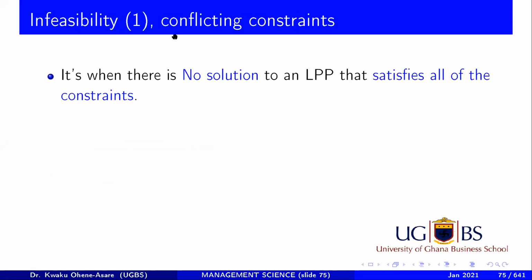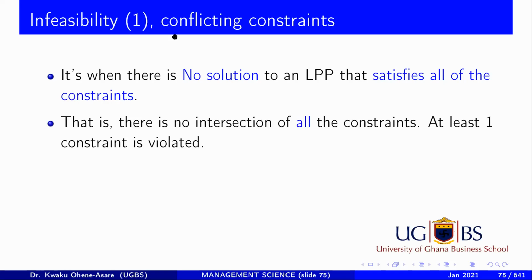The next strange one is known as infeasible solution, or infeasibility. It's simple. You have 2 constraints, or 3 constraints, or 4 constraints, but one of the constraints will conflict with the other constraint. And so there is no solution to the programming problem. The best way to explain this is that there is no intersection of all the constraints.